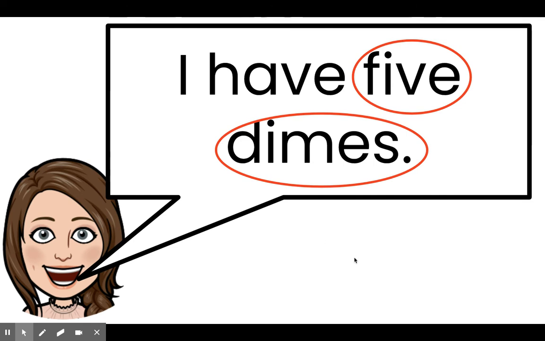Good work practicing long I and short I patterns.